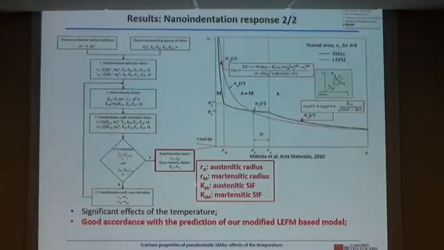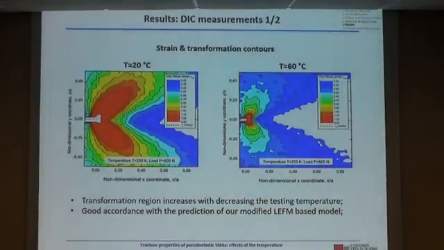austenitic radius, and also two values of the stress intensity factor: one describing the stress distribution in the austenitic and transformed region, namely the austenitic stress intensity factor, and one describing the stress distribution in the fully transformed martensitic region, namely the martensitic stress intensity factor. So let me describe the results of the DIC measurements.